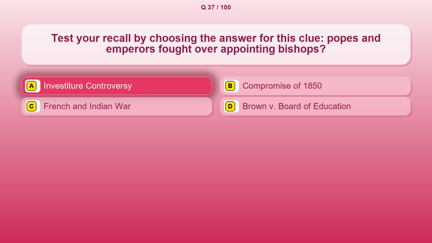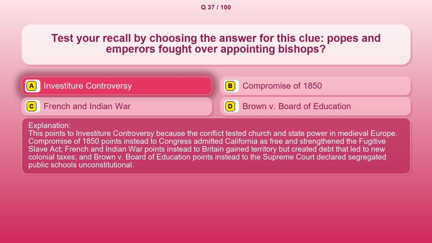The correct answer is option A, investiture controversy. This points to investiture controversy because the conflict tested church and state power in medieval Europe. Compromise of 1850 points instead to Congress admitted California as free and strengthened the Fugitive Slave Act. French and Indian War points instead to Britain gained territory but created debt that led to new colonial taxes, and Brown v. Board of Education points instead to the Supreme Court declared segregated public schools unconstitutional.